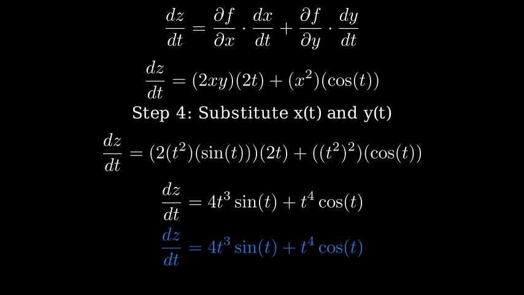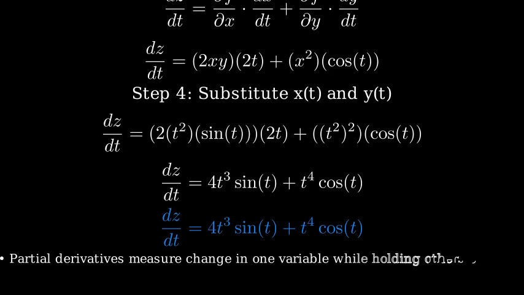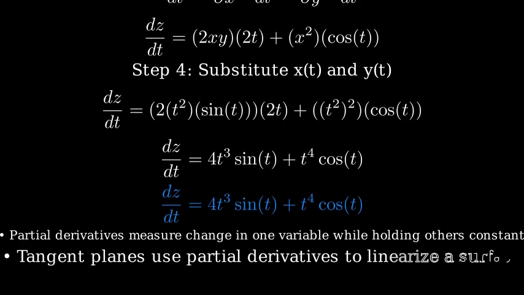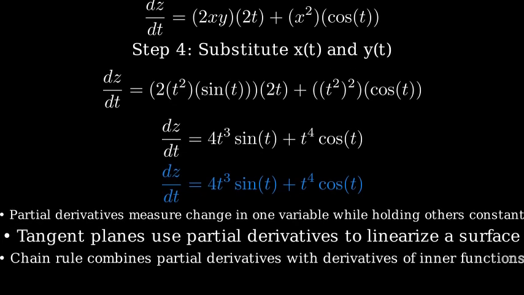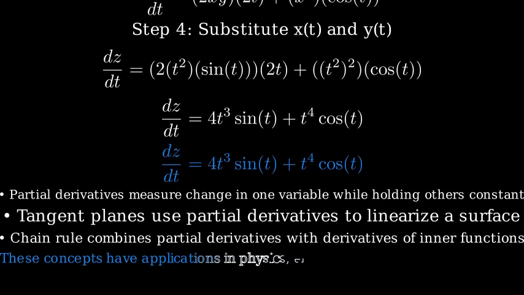To summarize what we've learned today, partial derivatives allow us to understand how a function changes with respect to one variable while keeping others constant. Tangent planes use these partial derivatives to create a linear approximation of a surface at a specific point. The chain rule extends to multivariable functions, allowing us to compute the derivative of a composite function by combining partial derivatives with the derivatives of the inner functions. These concepts are fundamental to multivariable calculus and have numerous applications in physics, engineering, economics, and many other fields.